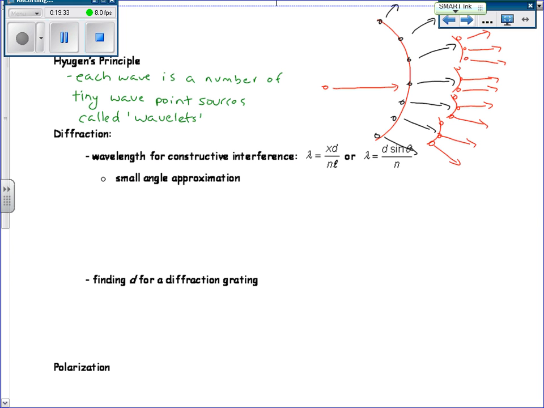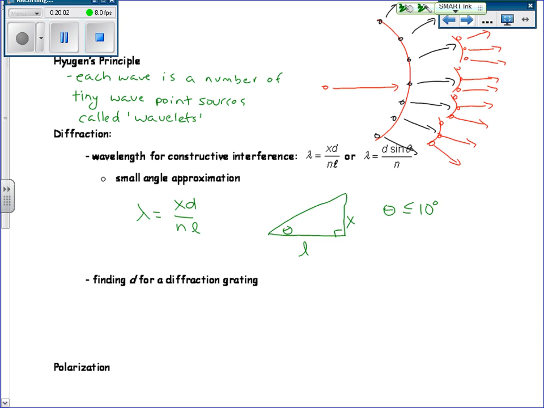And then I already mentioned the two different formulas for diffraction. This is the small angle approximation. Sorry, this one, lambda equals xd over nL. And you have to make sure that you check that angle, where this will be L and this will be X, and theta needs to be less than or equal to 10 degrees. If it's over, then you use this formula. This one's always safe to use.